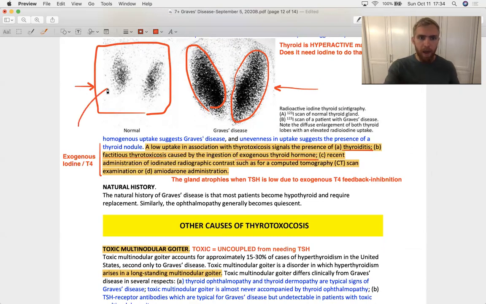What else could give you a normal uptake scan with the thyrotoxicosis? Well, iodinated contrast. Patient's got a lot of iodine, so the thyroid is using it, but there's nothing necessarily wrong primarily with the thyroid itself. And finally, amiodarone, keep going back to that because it is 40% iodine by weight. Same thing there as with iodinated contrast.